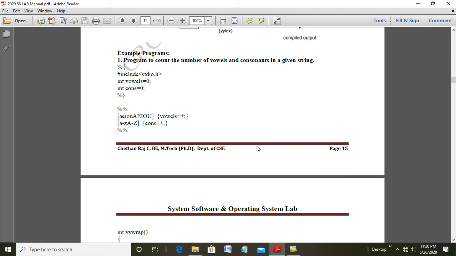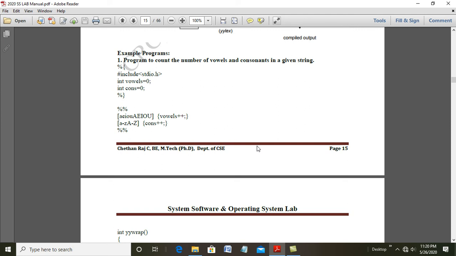And next, what's the rule section? As I told, the rule section depends on the pattern and action. If I find a particular pattern, then the corresponding action is going to be taken, right? For a simplified vowel and consonant count, any character represented as A, E, I, O, U represents a vowel, and any other character represents a consonant, right? Both uppercase and lowercase are considered vowels, and both uppercase and lowercase characters other than vowels are considered consonants. It's a simplified rule section. Pattern action is going to be carried out.